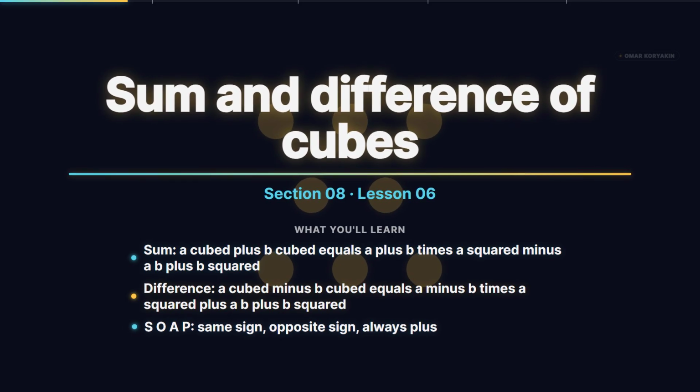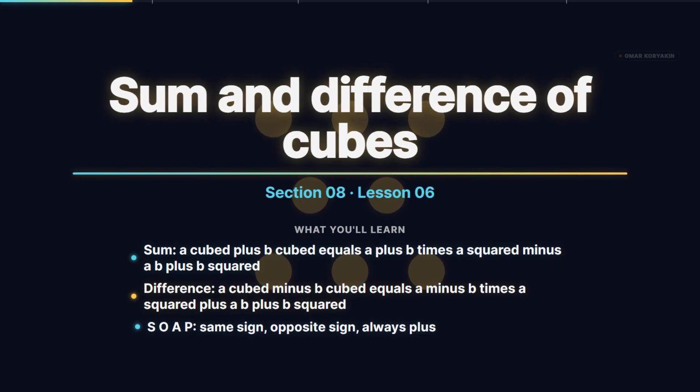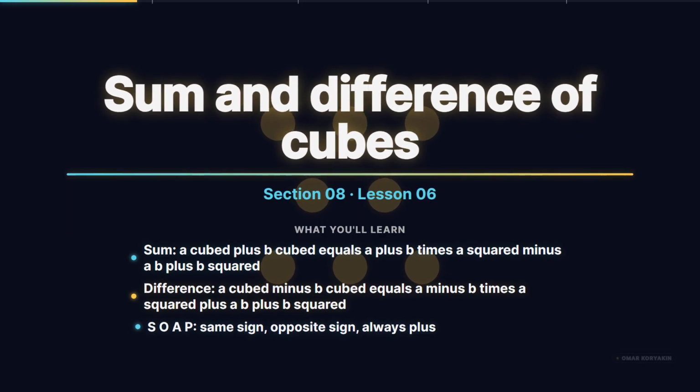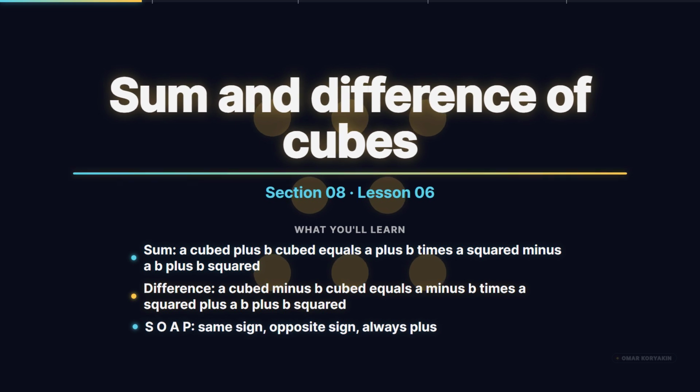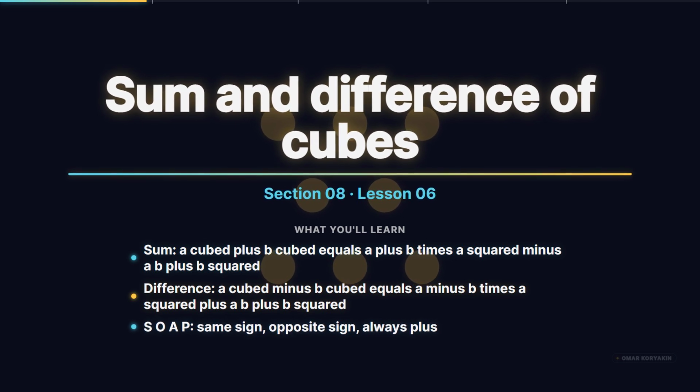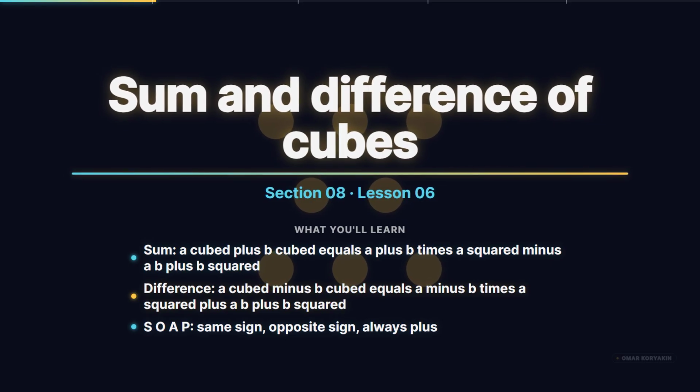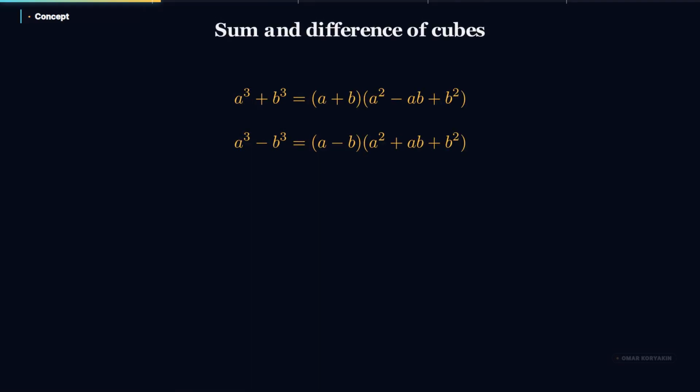Today's 2 examples cover both directions, a sum of cubes in the first example and a difference of cubes in the second. After watching once, the SOAP rule will land in your reading muscle and the patterns become a one-line factorization. Both formulas look almost the same with 3 small sign differences. Read them both out loud once. a cubed plus b cubed equals a plus b times a squared minus a b plus b squared. a cubed minus b cubed equals a minus b times a squared plus a b plus b squared.